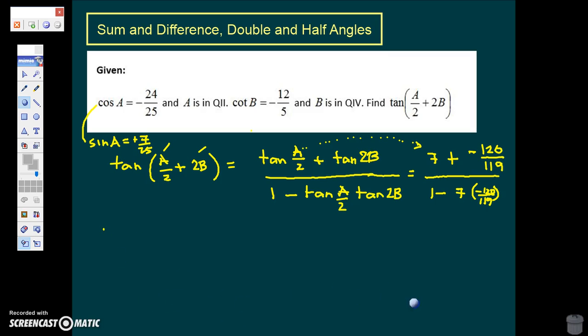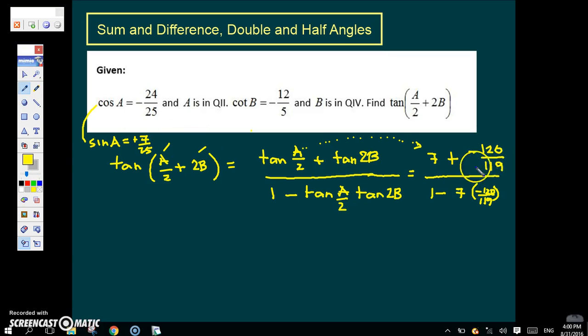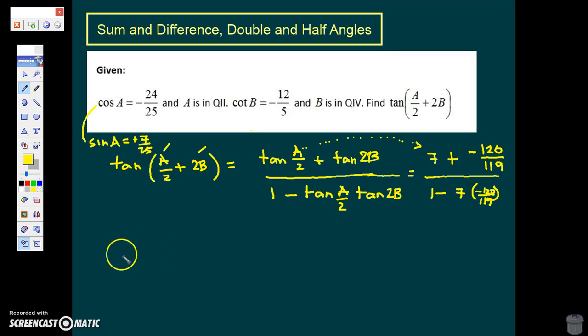Now we have all that we need to evaluate the tangent of the sum of the angles A over 2 and 2B. So this is 7 minus 120 over 119. Of course, that will be 119 here. So 119 times 7, that's 833, minus 120. The denominator will give us 1 plus 7 times 120 over 119, that's 840 over 119.